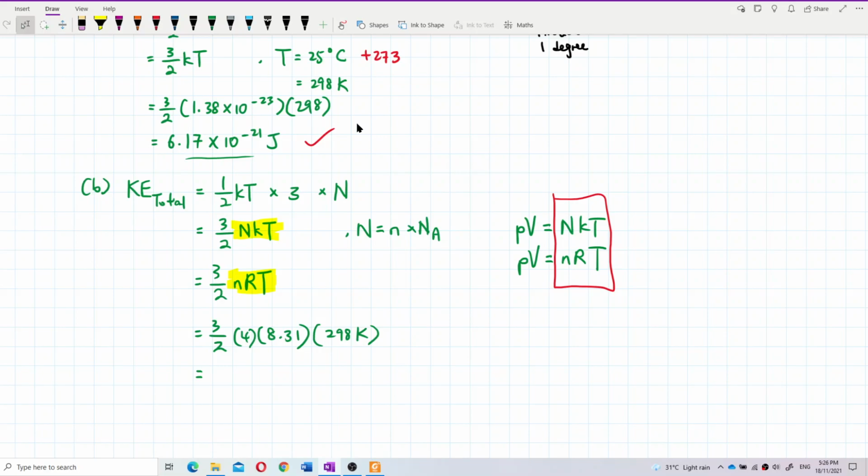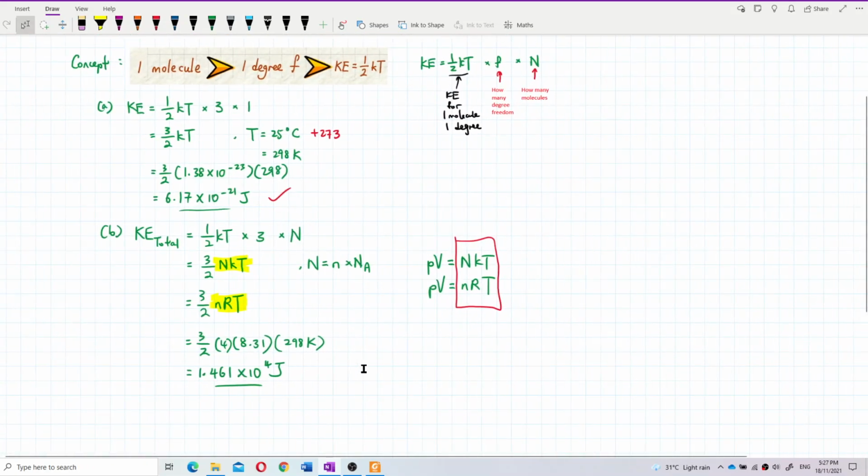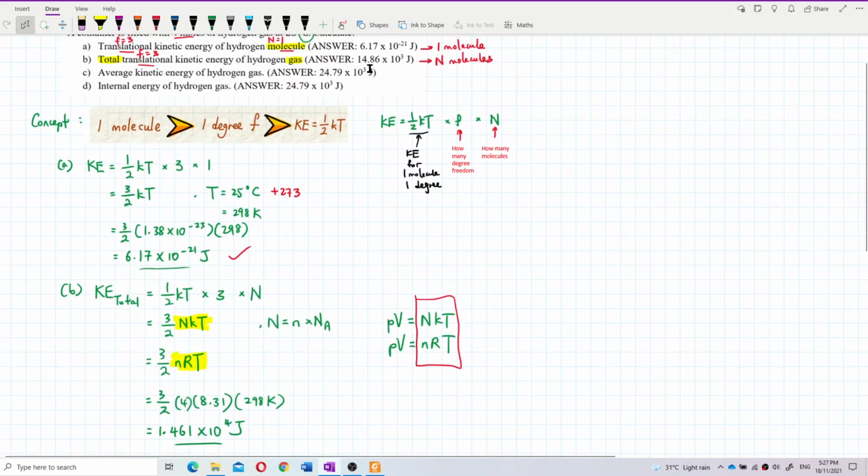4 times 8.31 times 298 multiply 3 divided by 2. So I got the answer. Kinetic energy is 1.461 exponent 4 joule. This is the total kinetic energy for the whole gas. So is it correct?